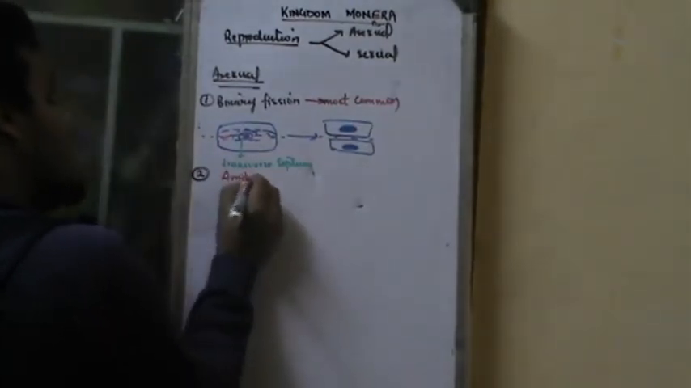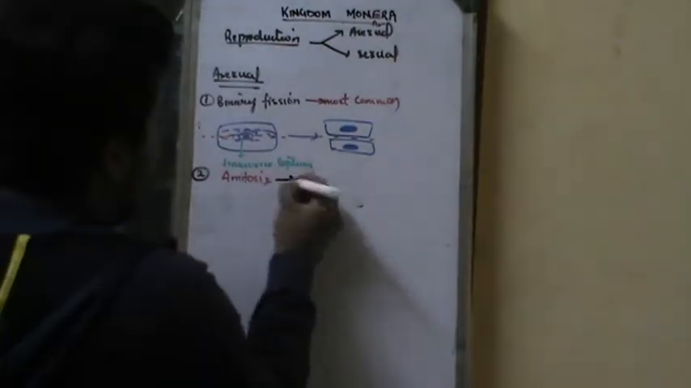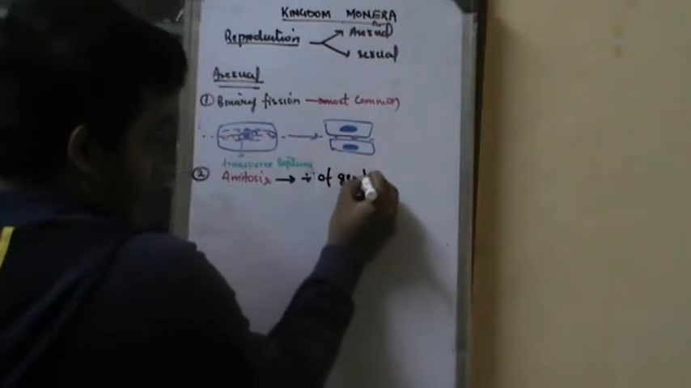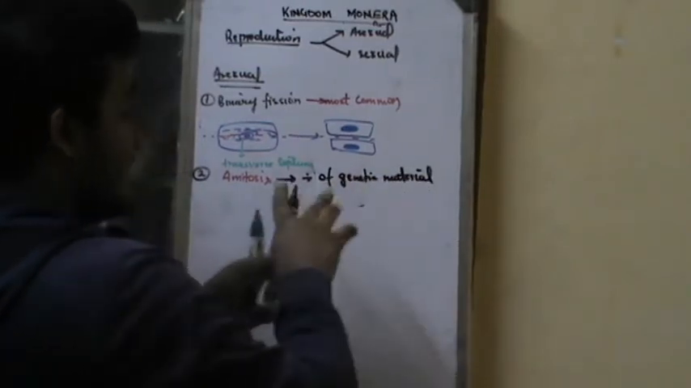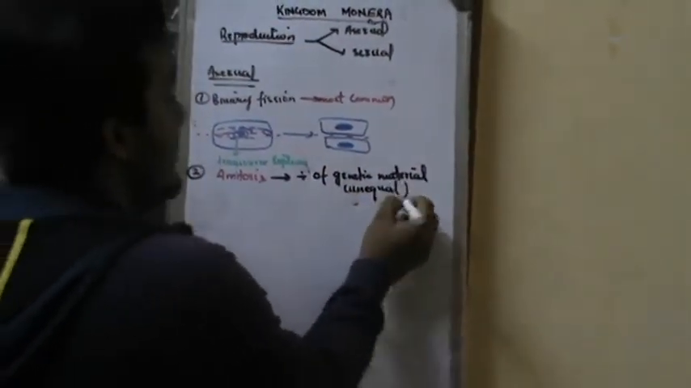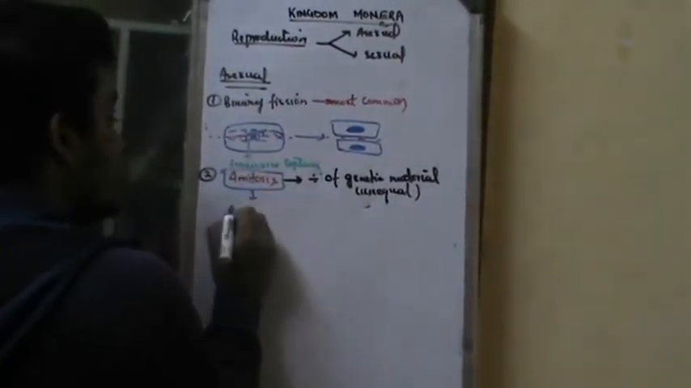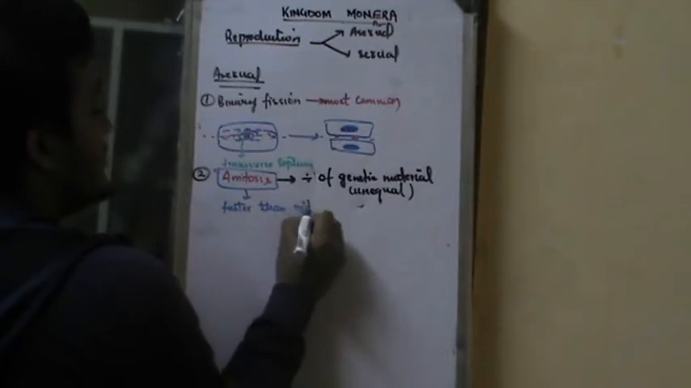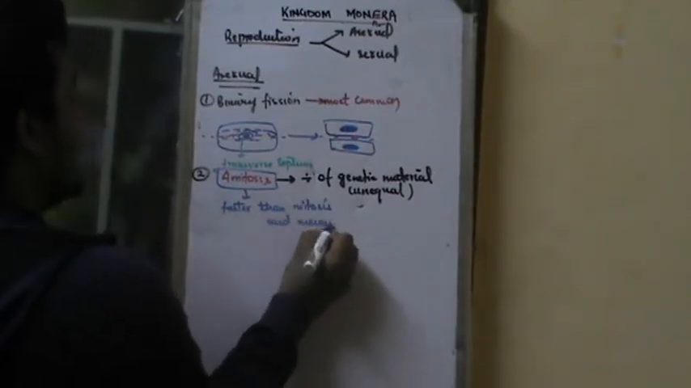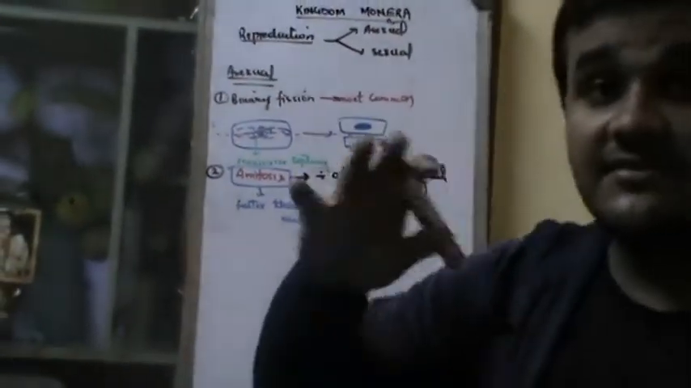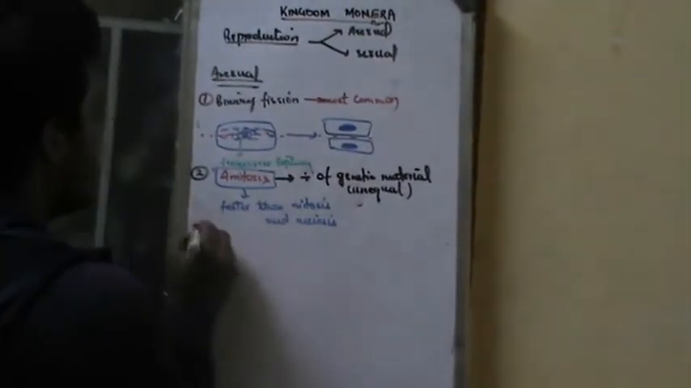Remember, this happens in favorable conditions, by binary fission. Again, in favorable conditions, bacteria sometimes divide by another asexual mode of reproduction, a process called amitosis. NCERT exemplar: amitosis is a technique of division of genetic material, and this division is unequal. Always remember, amitosis is faster than mitosis as well as meiosis. I'll discuss mitosis and meiosis in the cell biology chapter, but you have to remember amitosis is always faster than mitosis and meiosis. It is the unequal division of the genetic material.